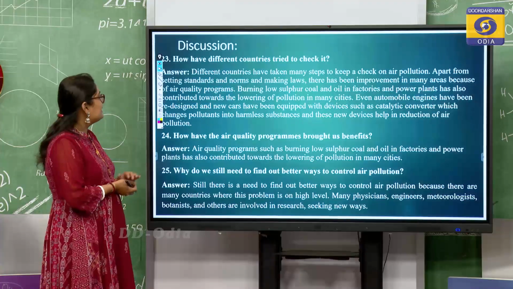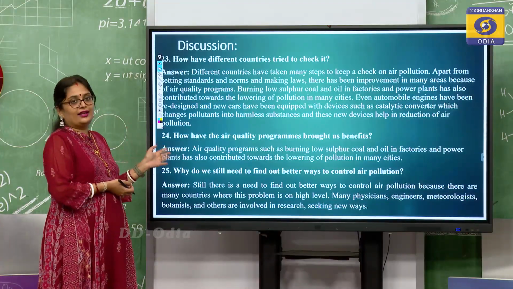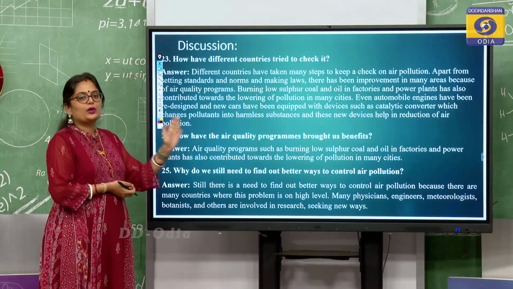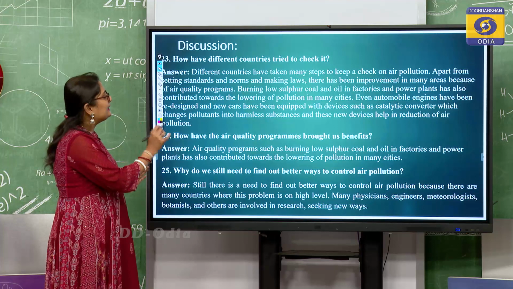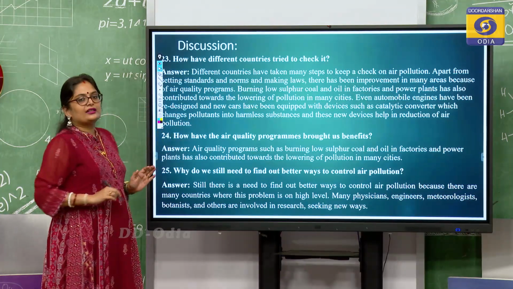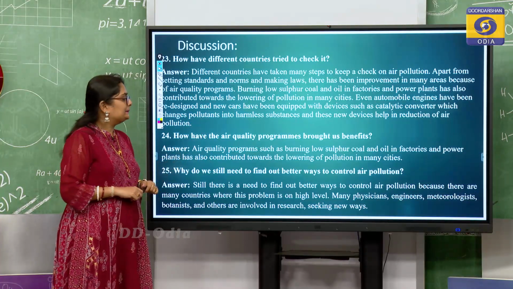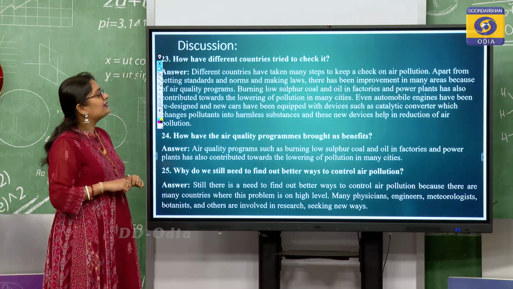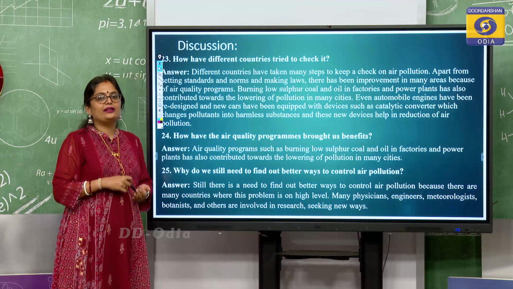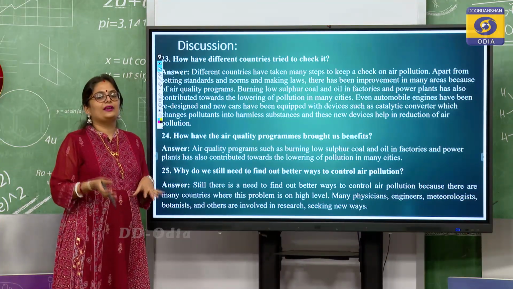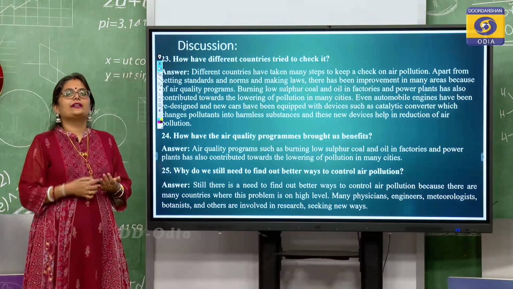Automobile engines have been redesigned and new cars have been equipped with devices. What are the devices? Like the catalytic converter. Remember children, this is important. The catalytic converter is responsible for converting the toxic substances into harmless substances before they are released into the atmosphere.